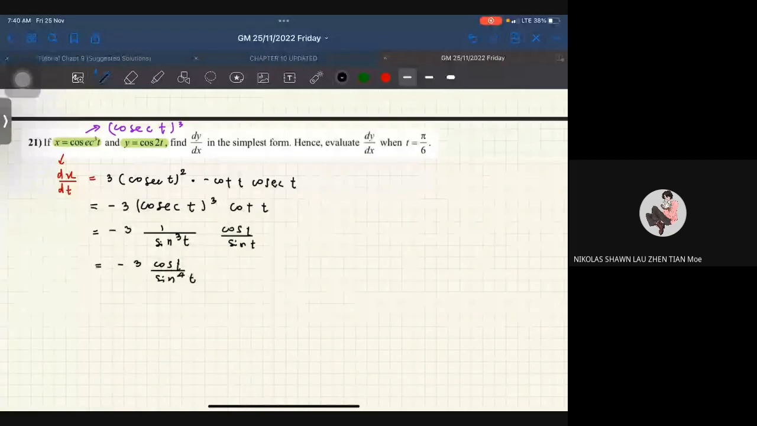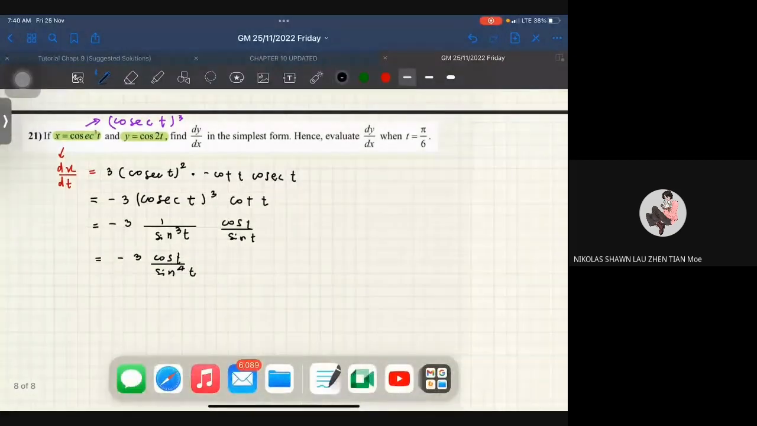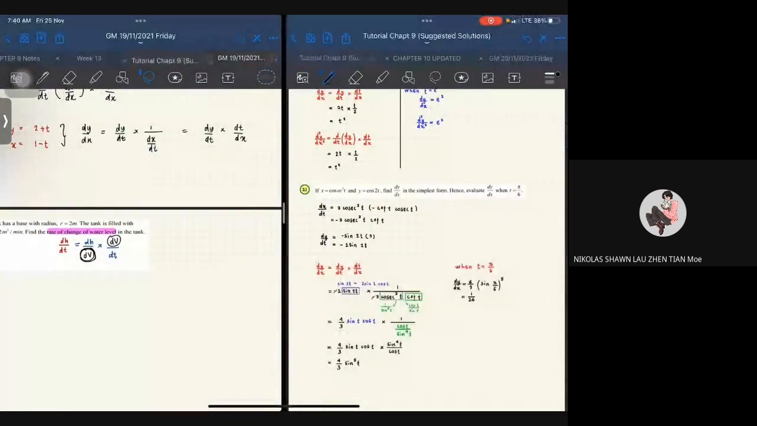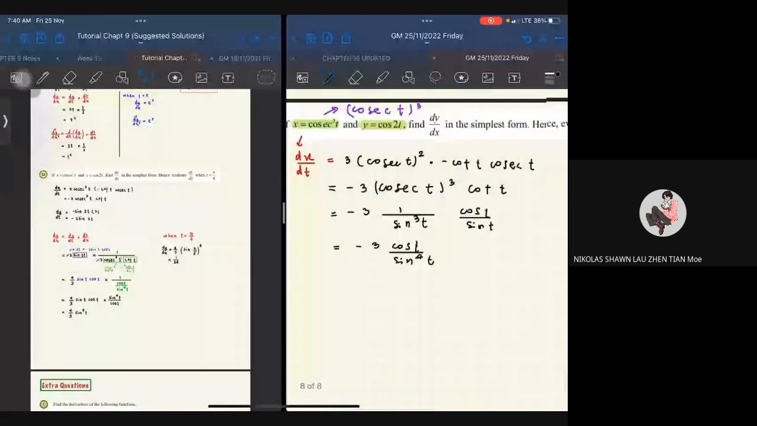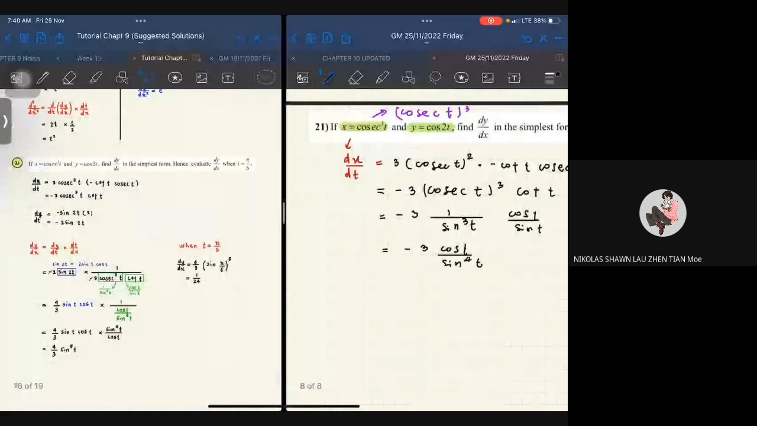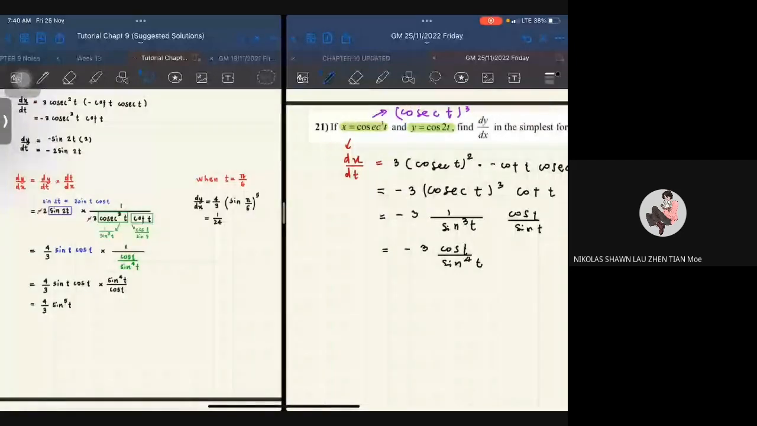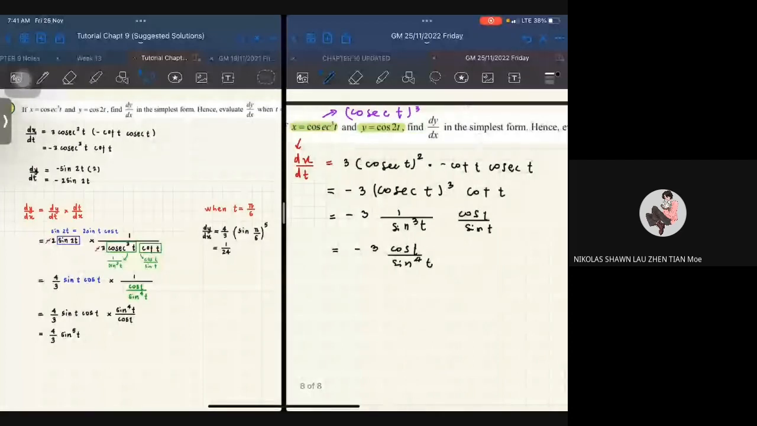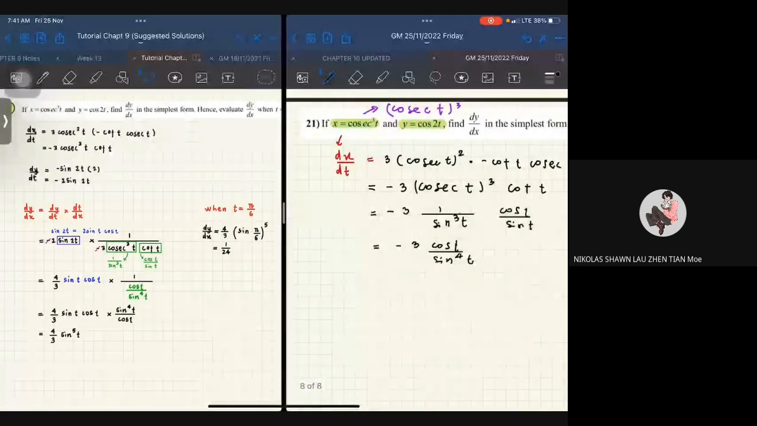Tapi kan kenapa saya rasa jawapan dia macam lain. Kejap. Iya, dia beza sikit. Kejap, kenapa dia berbeza? Oh. Kita tak siap lagi lah. Patutlah pun. Kejap guys, ni kawan terlupa. Okay, so kita baru cari dx dt. Kita belum cari lagi dy dx. Yes, exactly. I'm sorry guys.